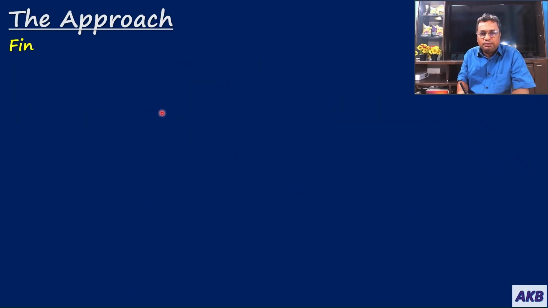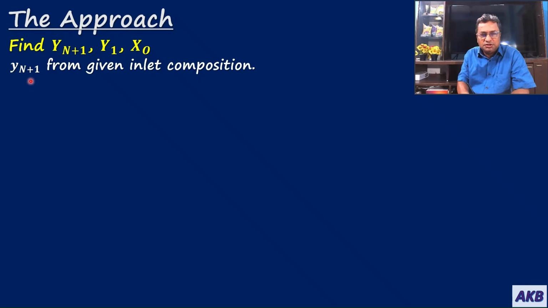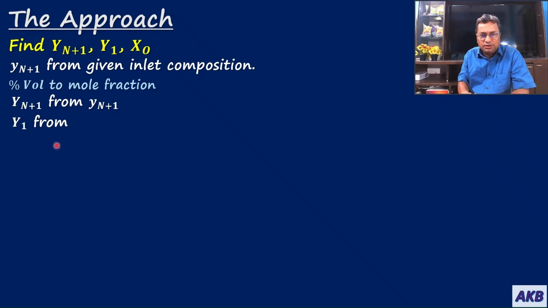Now let us first understand the approach. Let me tell you the approach. First we will be finding capital Yn plus 1, capital Y1 and X0, because we don't have their values directly. We have to get them. Yn plus 1 is the mole fraction in the inlet gas mixture. So first we will find small yn plus 1 from the given inlet composition. For that we need to convert percentage volume to mole fraction. Then capital Yn plus 1 we are going to get from small yn plus 1.